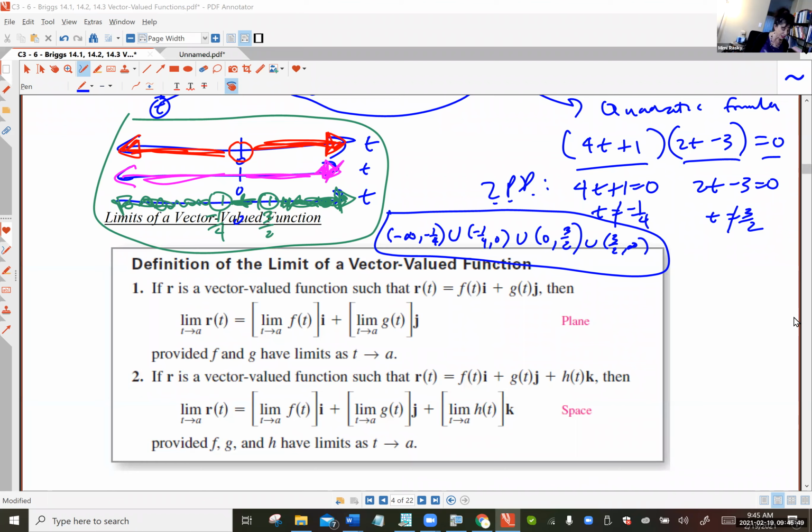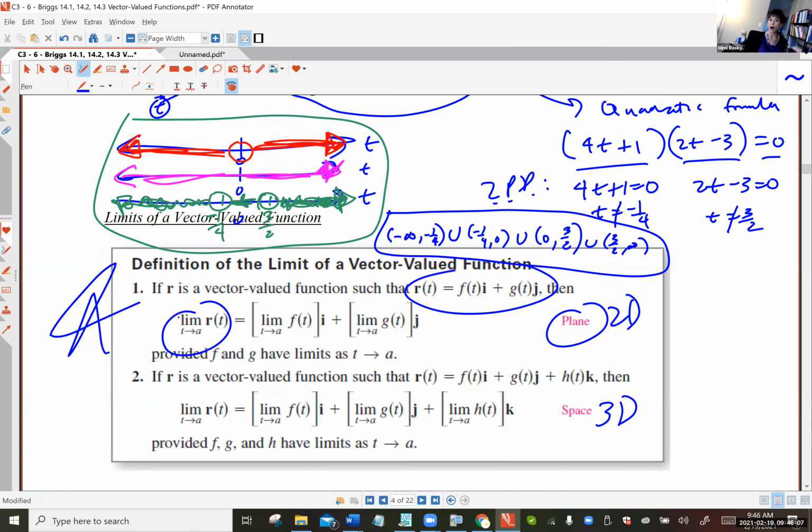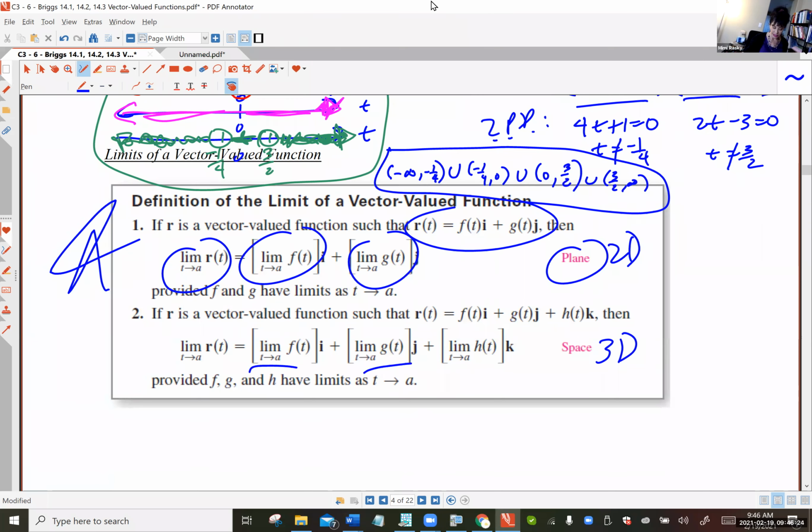Okay, let's do the definition of a limit, shall we? There's a reason why there are two definitions here. One is for 2D and the other one's for 3D, but it's basically the same. It's so easy. If somebody gives you a vector valued function and says take the limit, the answer is also going to be a vector. You just take the limit of the first component and the limit of the second component, then put it all together in a vector and you're done. Same thing for 3D. That's all you need. So that's it. This is calculus, baby.